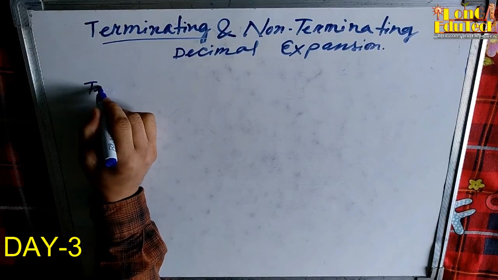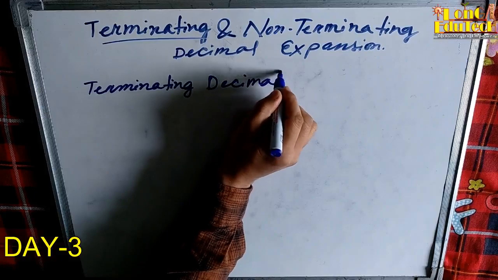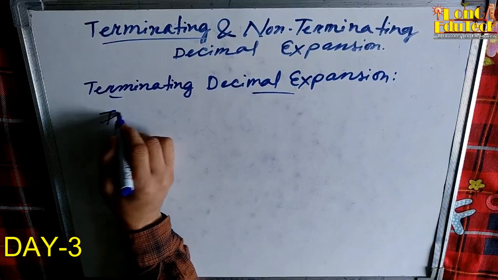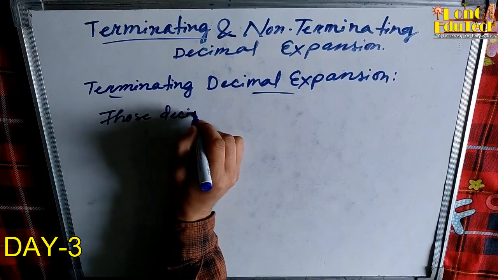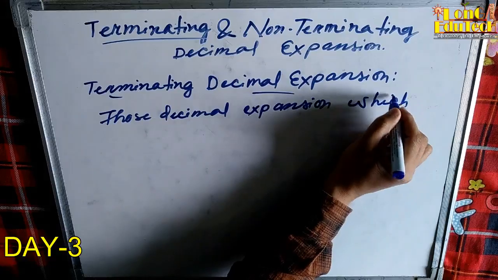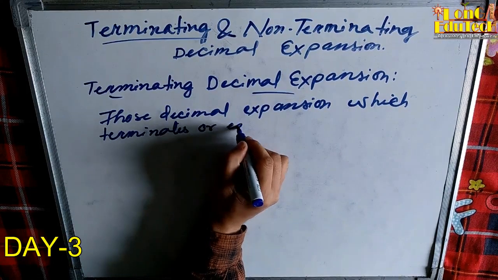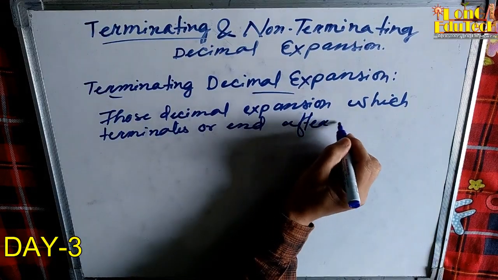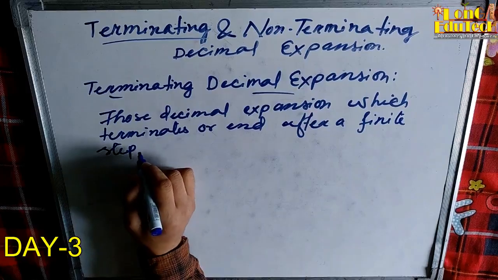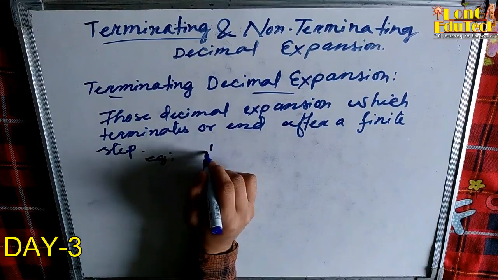Those decimal expansions which terminate, or we can say end, after a finite step are called terminating decimal expansions. For example, let us see now 1 by 2.